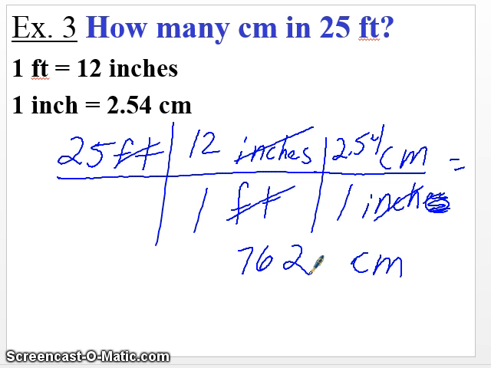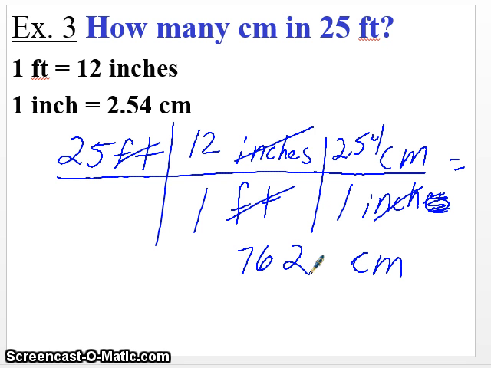Now, could you multiply this a different way? You said, can't you just do 25 times 12 times 2.54? Yeah, as long as I'm multiplying the top numbers and dividing the bottom numbers, I'll get the same answer either way. So I could have done 12 times 2.54 times 25.